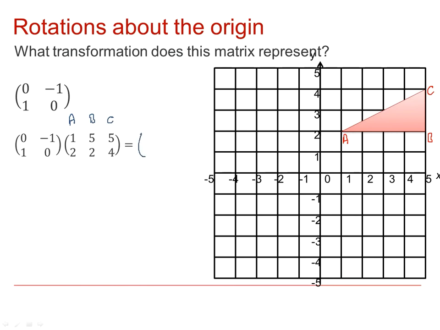Then if we do the product of those two matrices, we can see that it's actually quite straightforward. When we look at the top line, the 0, -1, that's going to produce the negative of the bottom line along the top here for our image matrix, so -2, -2, and -4. Then if we consider the bottom line, the 1, 0, that's just going to produce the top 1, 5, 5 at the bottom of our image matrix. So A dashed, B dashed, C dashed, the 3 points are given by this new matrix.